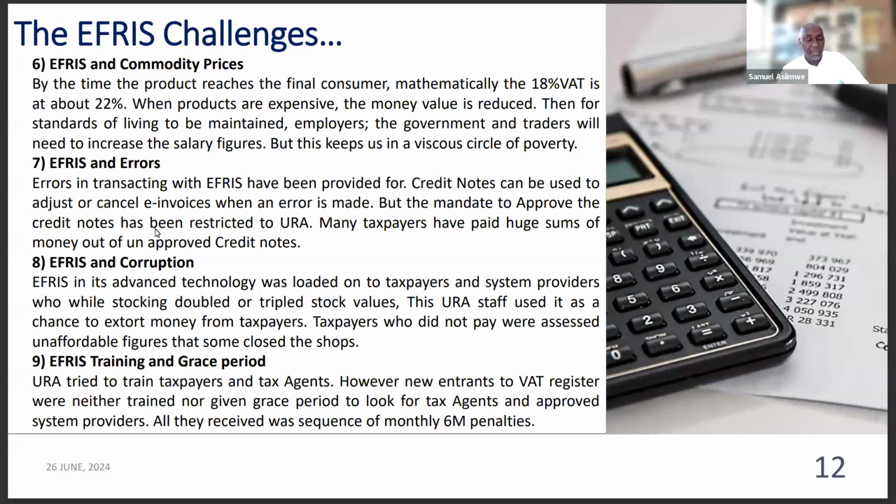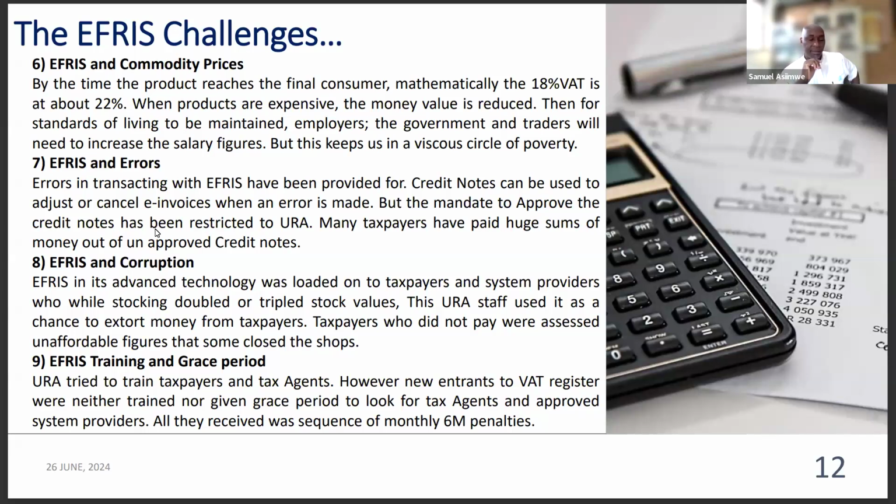closed shops, by the way. There are some businessmen, some traders who closed shops because of tripled stock levels that were audited, and the assessments for the VAT values were unaffordable. We have taxpayers with assessments of 100 million, 200 million, 300 million, and they just abandoned the business. They have run away from the business. So this way, EFRIS comes with a challenge of that nature.